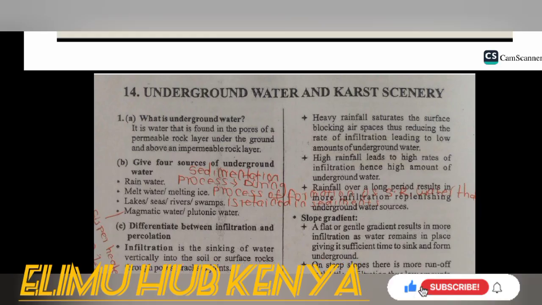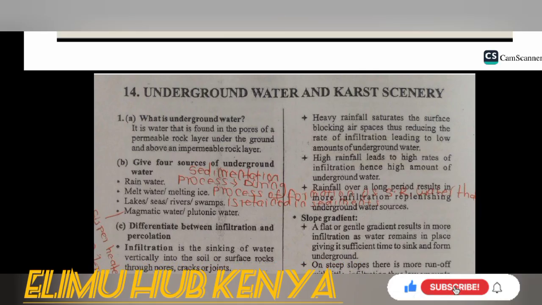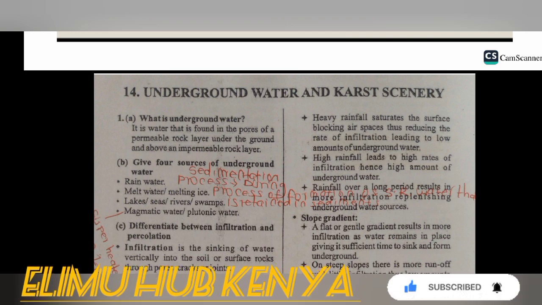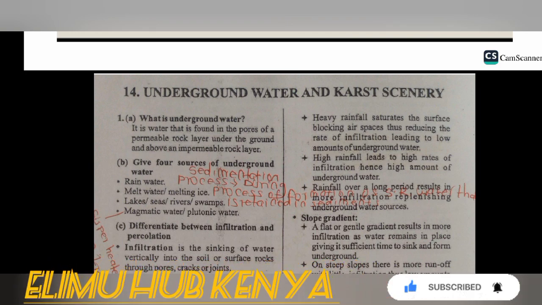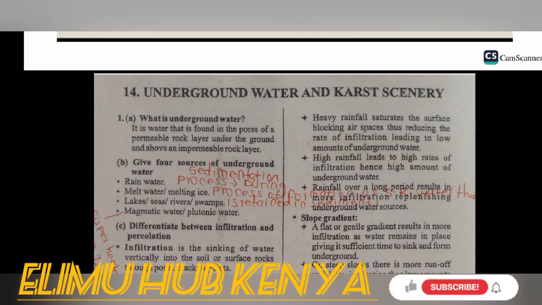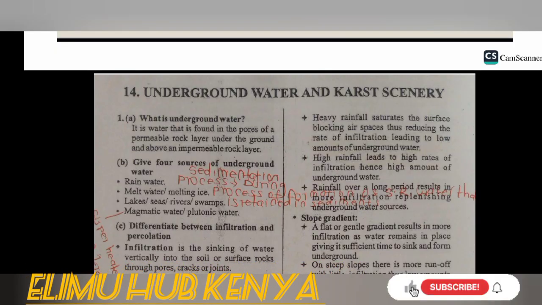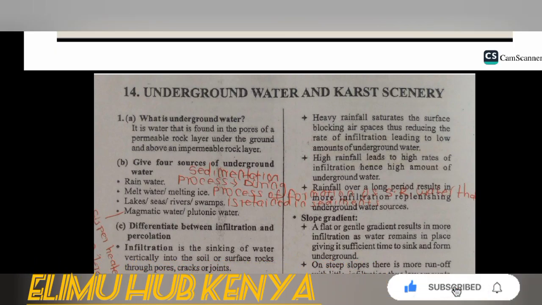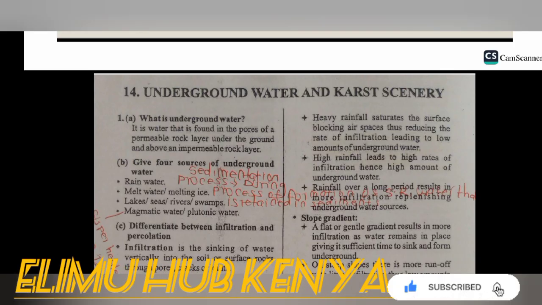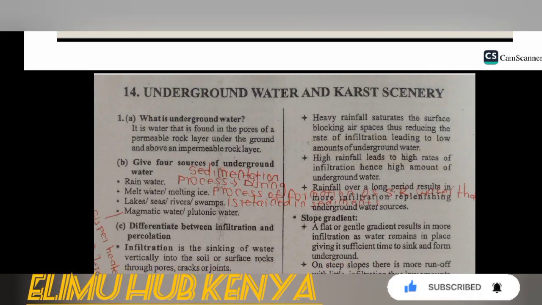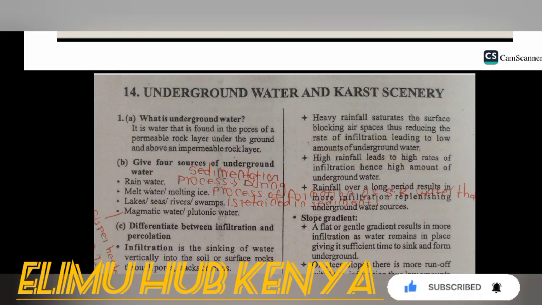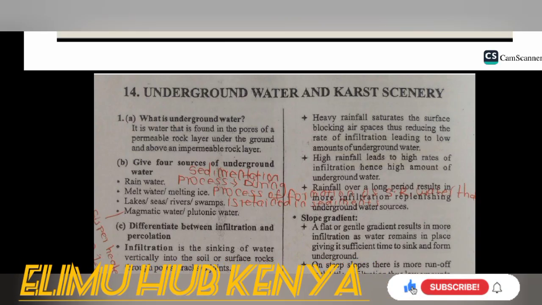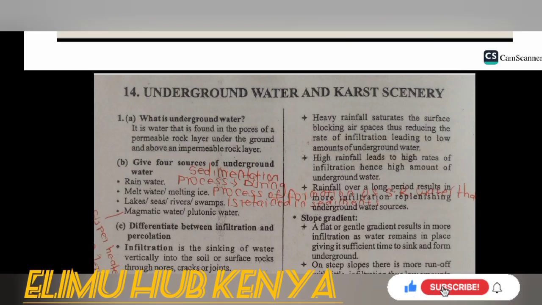And finally, we have what we call the magmatic or plutonic water. The term magmatic comes from magma, and plutonic, you remember from the concept of volcanicity, the plutonic rocks. Now, this is water that normally gets trapped beneath the rock surface during the process of volcanicity. Are you together? It is that water that is trapped in the rocks during the volcanicity. So those are the four main sources of underground water.